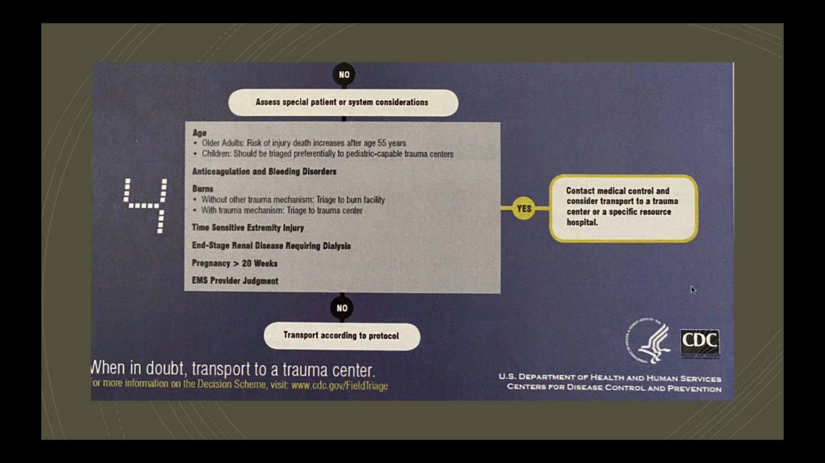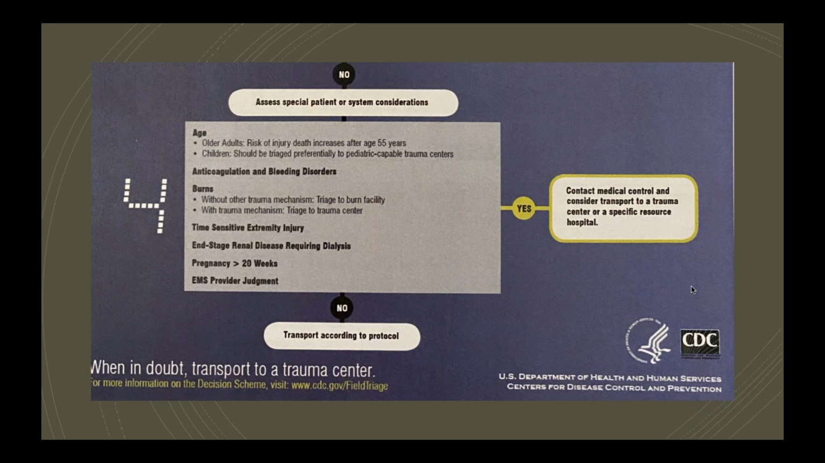Any patients that are on anticoagulation or have bleeding disorders, burns, time-sensitive extremity injury, anybody that has end-stage renal disease requiring dialysis, pregnancy greater than 20 weeks, and then EMS provider judgment. If you have 0 things, but your gut is telling you that something could potentially be very wrong, EMS provider judgment is going to save you.